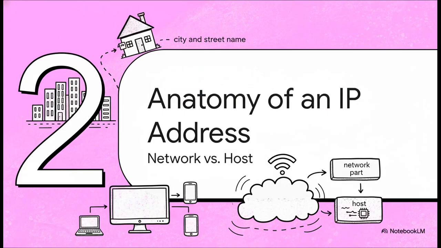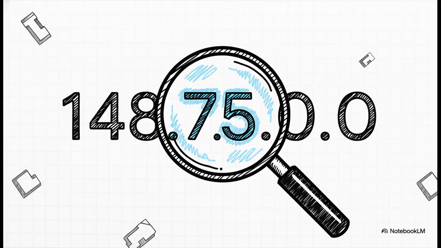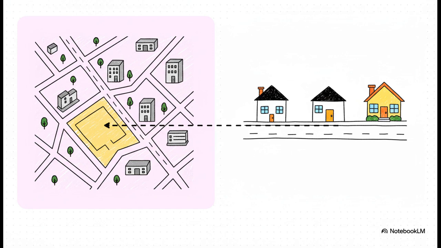So what does one of these digital addresses actually look like? Let's crack it open and see what makes it tick. Just like your physical address has a city and then a specific street, an IP address has two key parts that work together to find any device online. Let's grab an example here, something like 148.75.0.0. At first glance, it just looks like four numbers separated by dots, right? Kind of random. But trust me, hidden inside those numbers is a brilliant two-part structure that brings order to the entire internet.